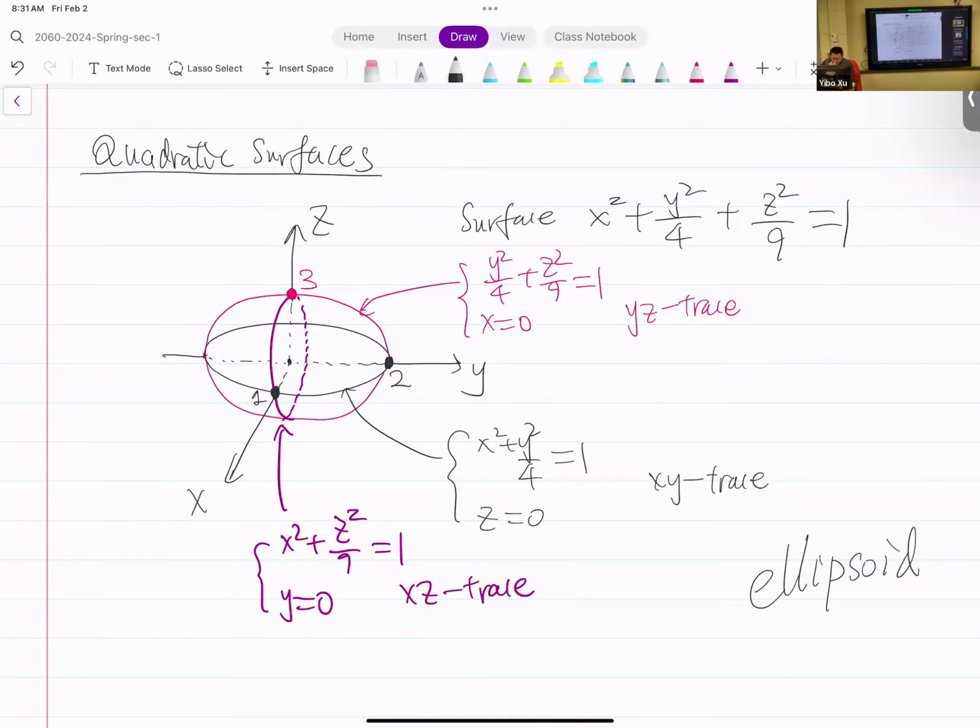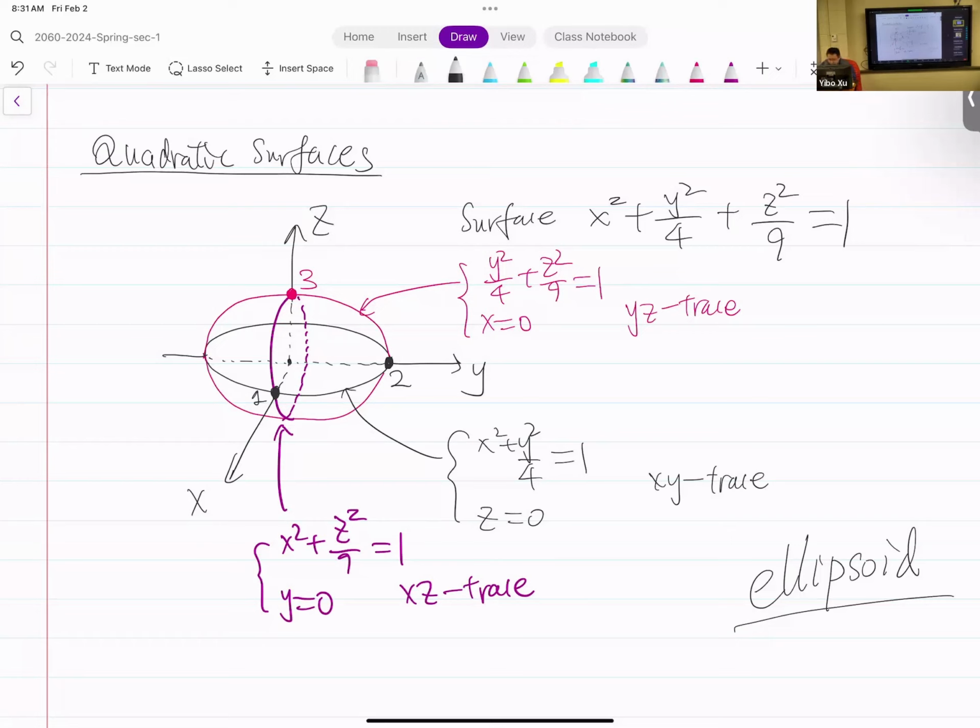So basically, for whatever direction that you pick, the intersection is always an ellipse. A very special shape. Looks like a football. So now these are 3 traces we have drawn, right? So what happens if, let's say, y equals -1? Let's just sketch one more.